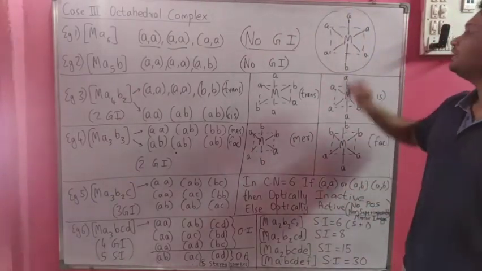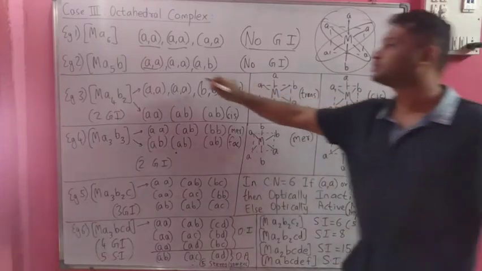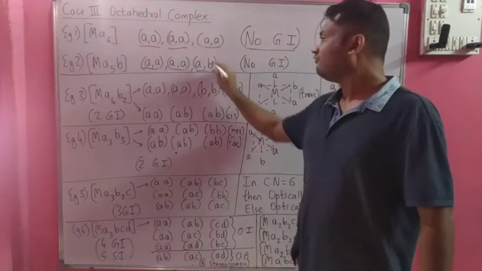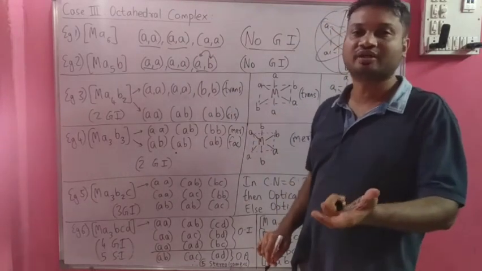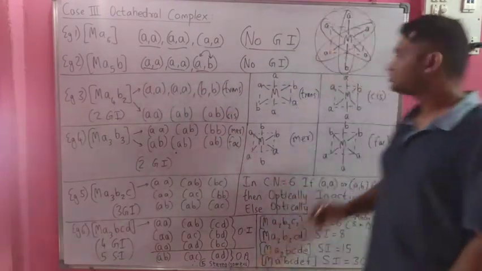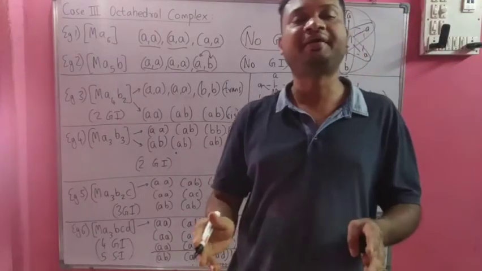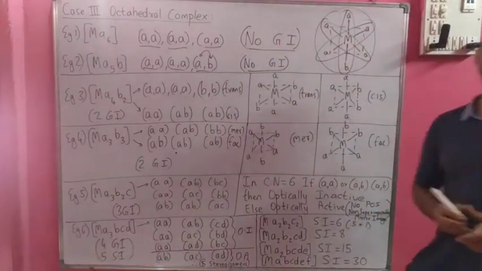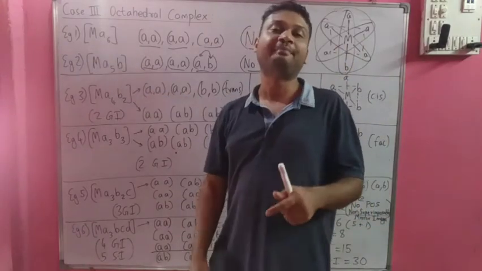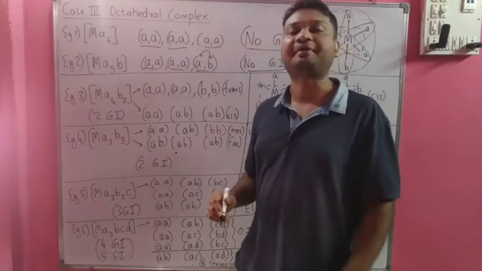If we want to see, it is like this: A opposite A, which is the first set, again A opposite A, which is the second set, and finally A opposite B, which is the third set. Any one combination, if I interchange, I will still have AA and BA, which is again the same structure. So in this case also no geometrical isomers are possible. So we can say for Ma6 and Ma5b there are no geometrical isomers. Let us continue our discussion further for octahedral complexes.